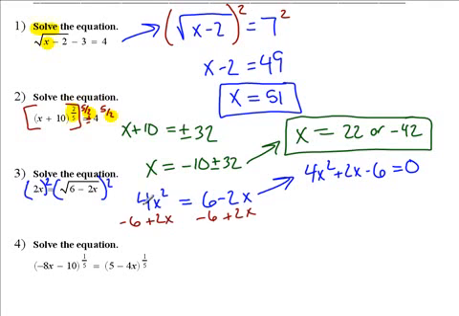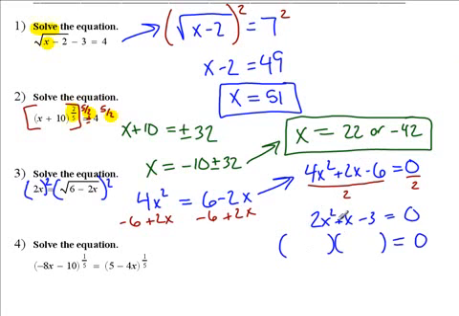None of that combines with the 4x squared, so I'll have a 4x squared plus a 2x minus 6 on the left and a 0 on the right. I see that 4, 2, and 6 have a common factor of 2, so I can divide everything by 2, and I get 2x squared plus 1x minus 3 equals 0. I'm just going to see if I can factor this with a little trial and effort here.